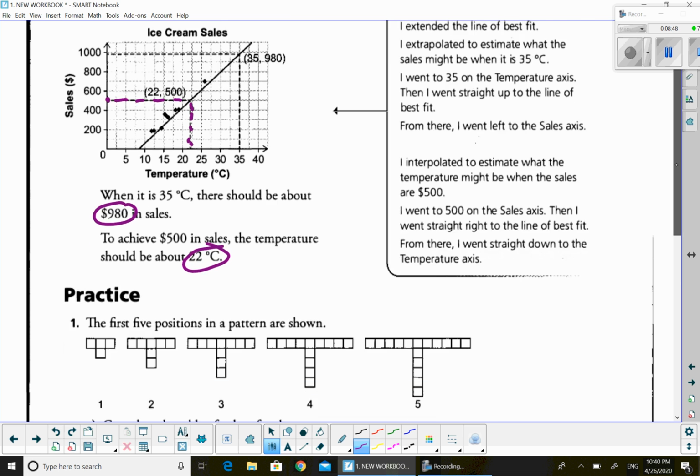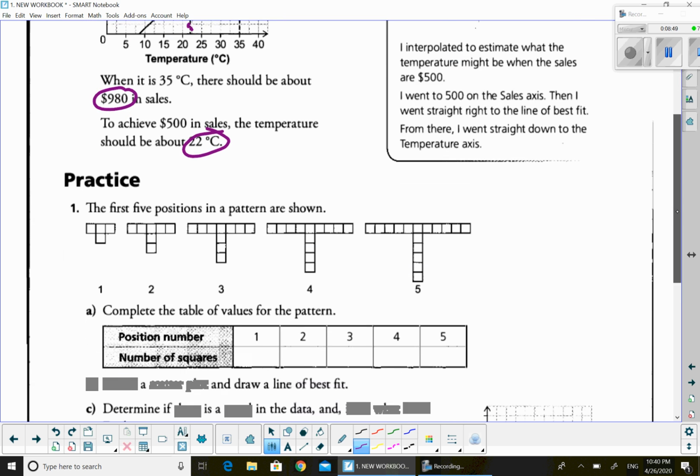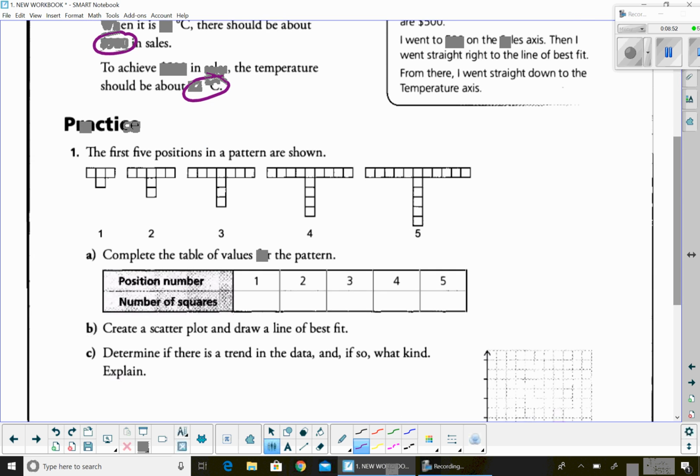All right, so here's our practice question. It says the first 5 positions in a pattern are shown. So what that means is we have 5 positions, 1, 2, 3, 4, 5, which in the table translates like this. Because we're looking at position number, that is going to be our x-axis. That's going to determine the number of these cubes or squares we have. Number of squares, yeah. So now we're going to fill in the table.